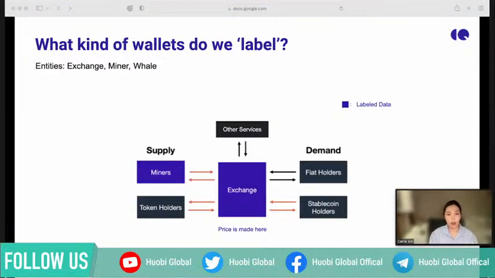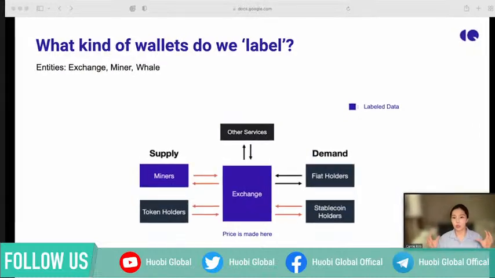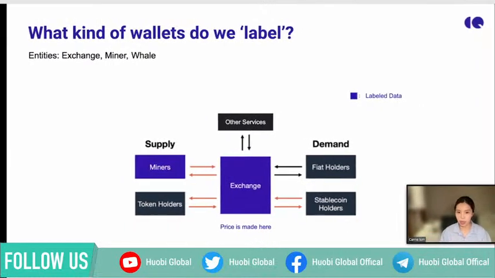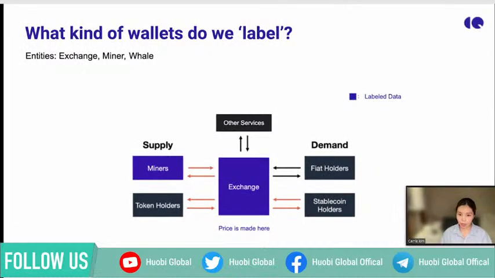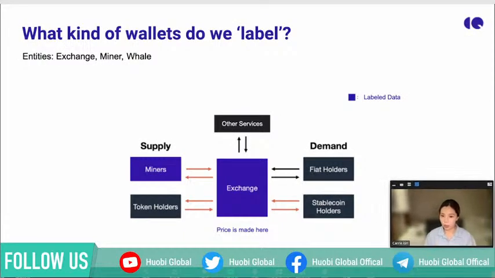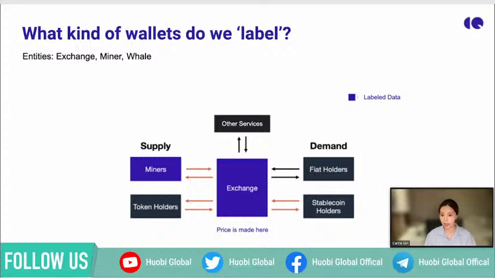And the last one is the whales. Whales are just like investors or traders or institutions. We don't exactly know who they are, but they have a lot of money and they trade a lot. So they make and exploit the market inefficiency by controlling both demand and supply. They affect the price, so we track them too. So we're tracking mainly these 3 entities.